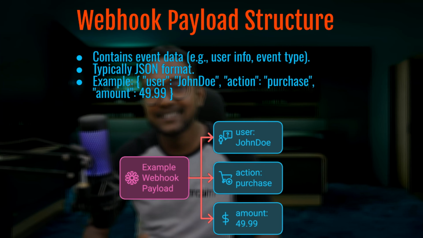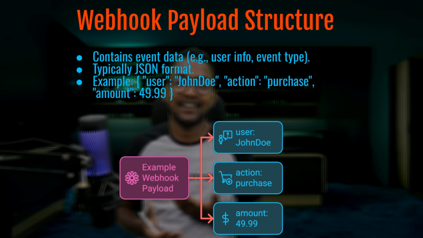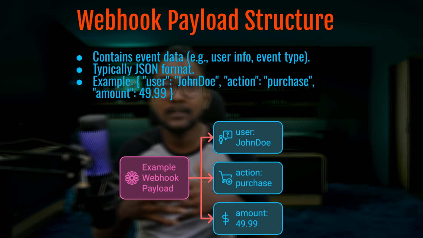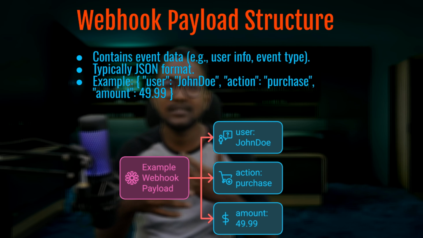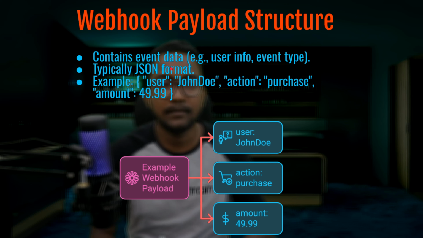Now that we have seen how webhooks are triggered and used in real world scenarios, let's talk about the structure of the data that webhooks send. This data is called the payload. When a webhook is triggered, the sending application passes along important information about the event that just occurred. This information is bundled into a payload which is typically sent in JSON format. JSON is JavaScript Object Notation, a lightweight data format that is easy to understand and work with, especially when dealing with structured data in web applications.